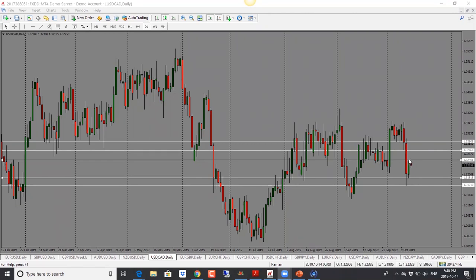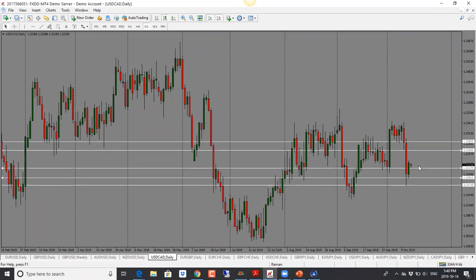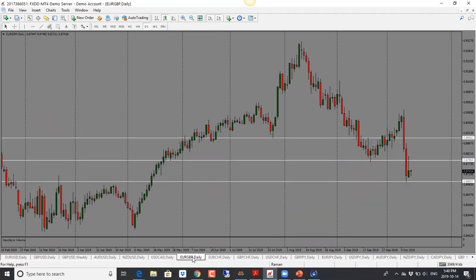If it doesn't go through, then this one could drop further, and this would just act as a pullback for the next leg downwards. But for now, it's bullish, and just keep that resistance level in mind.